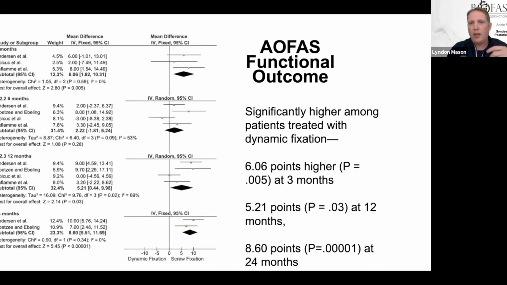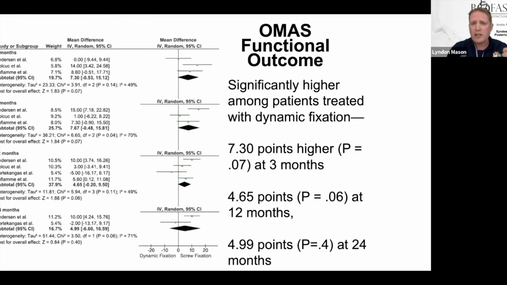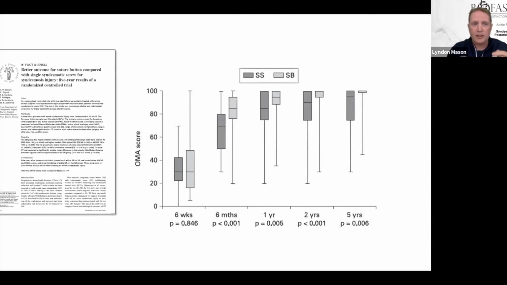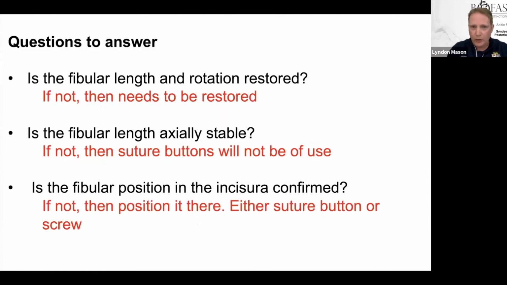The AFAS functional outcomes were much better at every time point. OMAS strangely weren't, but it's close to it. But with the addition of the most recent RCT, that would probably go much again to dynamic fixation. And dorsiflexion, you achieved about 4 degrees greater. This is the most recent paper published in BJJ this year. 5-year outcomes and OMAS are significant throughout. So it gives you much better outcomes with a tightrope or a suture button fixation than you get with a single screw. But there are times that you can use it and times you can't.